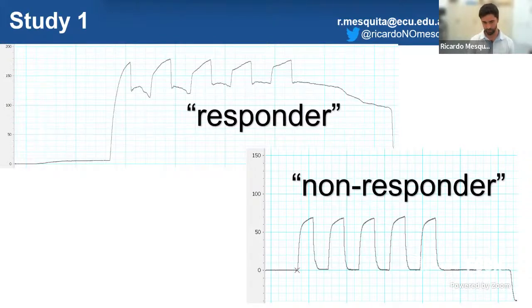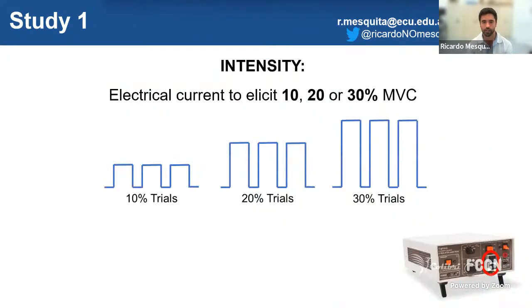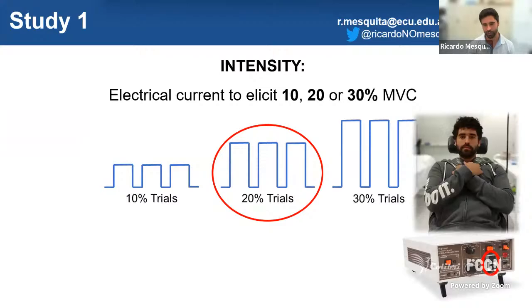And this large inter-individual variability has actually been reported before in other studies that use similar techniques, such as electrical stimulation only. So in those participants who exhibited an involuntary force production, we examined the effect of intensity. We compared the intensity needed to evoke 10, 20, or 30% of maximum force. And we found that 20% intensity induced a greater response than 10%, and there was no difference between the 20 and 30% trials. In fact, 8 out of our 20 participants found these 30% trials painful, so not everyone could complete those.